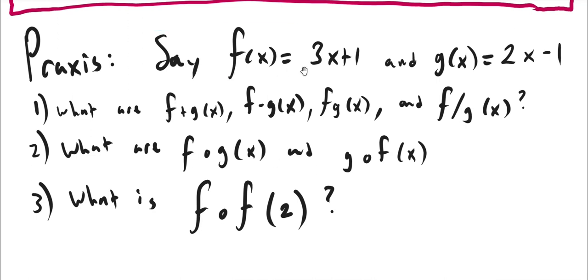Let's take f of x as 3x plus 1, g of x as 2x minus 1. What are their sum, difference, product, and quotient as functions? What is their composition, both f∘g and g∘f? And what is f of 2? So pause the video at this time and see if you can figure that out.